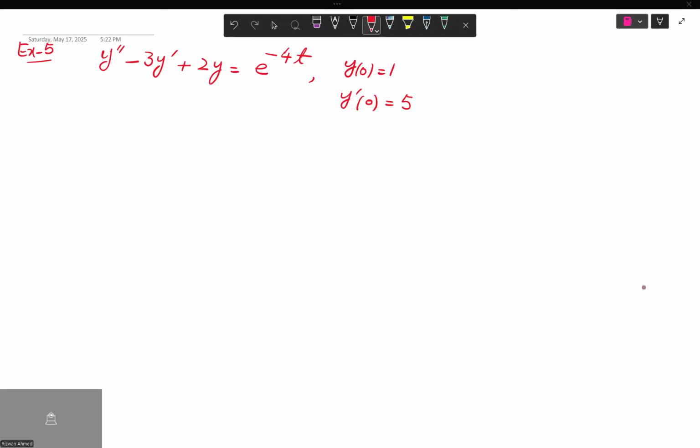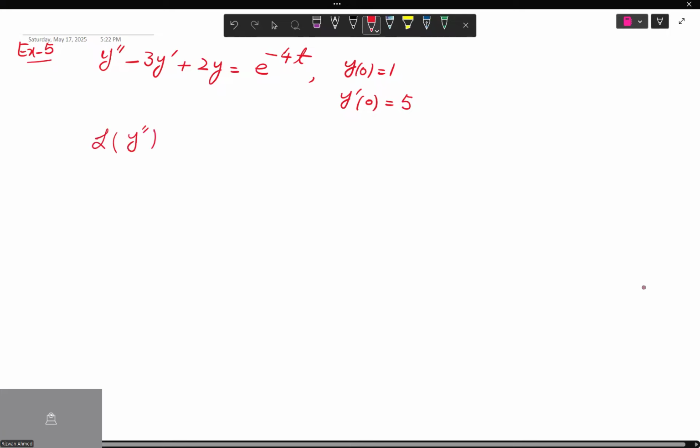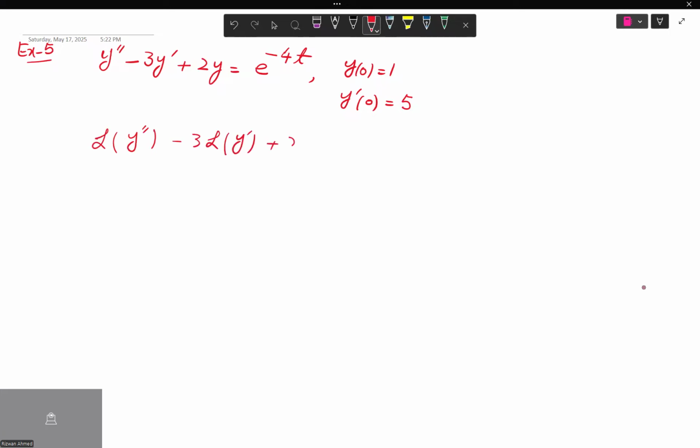So the problem is y double prime minus 3y prime plus 2y equals e raised to the power minus 4t. So let's solve it by Laplace transform. So I require the Laplace transform of the equation. So the Laplace transform of y double prime minus 3 times the Laplace of y prime plus 2 times the Laplace of y, and the Laplace transform of e raised to the power minus 4t. So, the mixture of functions.